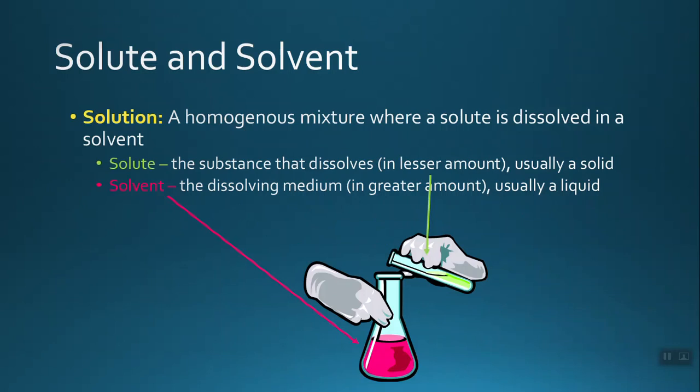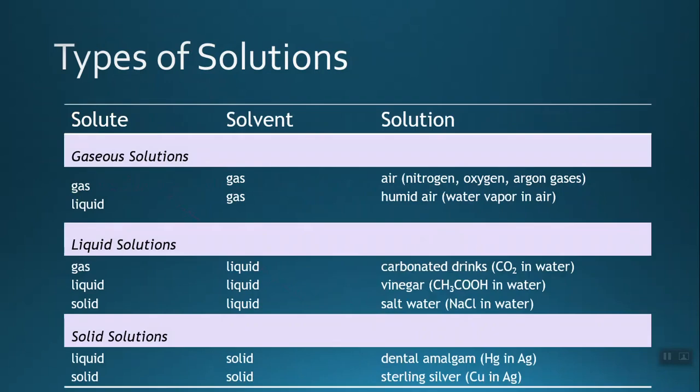The solvent is a substance that's doing the dissolving. It's the one usually in greater amount, and it's usually a liquid. In fact, for us, it's almost always water. But again, there are different types of solvents. There are gas solvents, there are solid solvents. Here are different examples of solutions. Air, humid air, carbonated drinks, vinegar, salt water, dental fillings, and sterling silver. These are all different types of solutions.